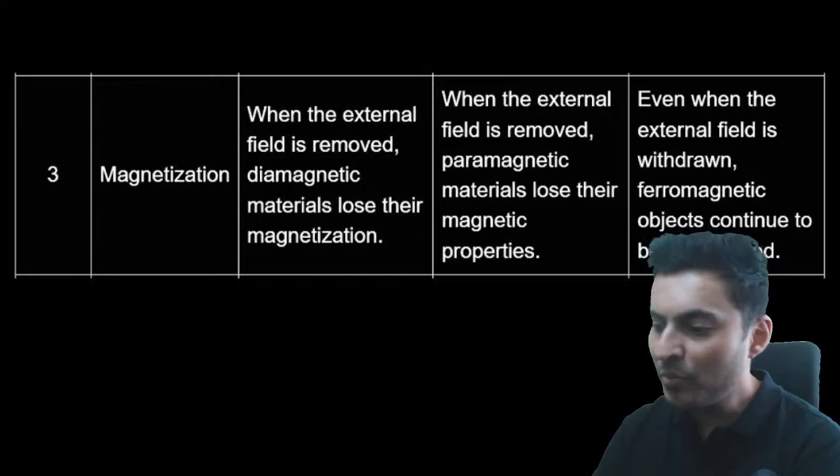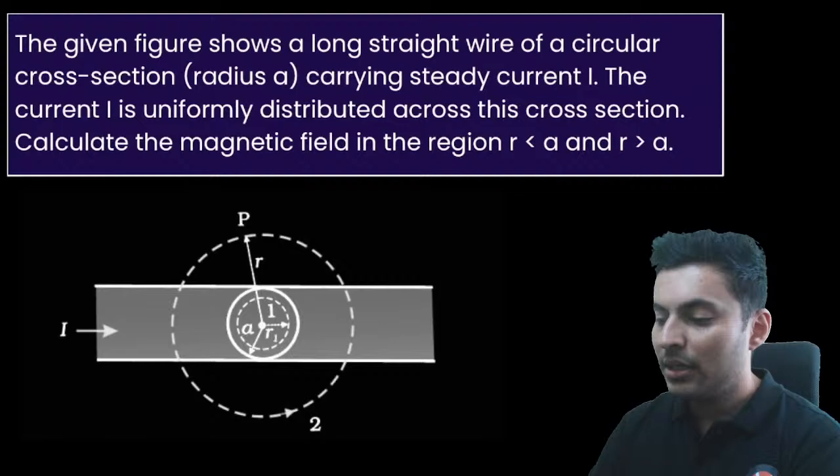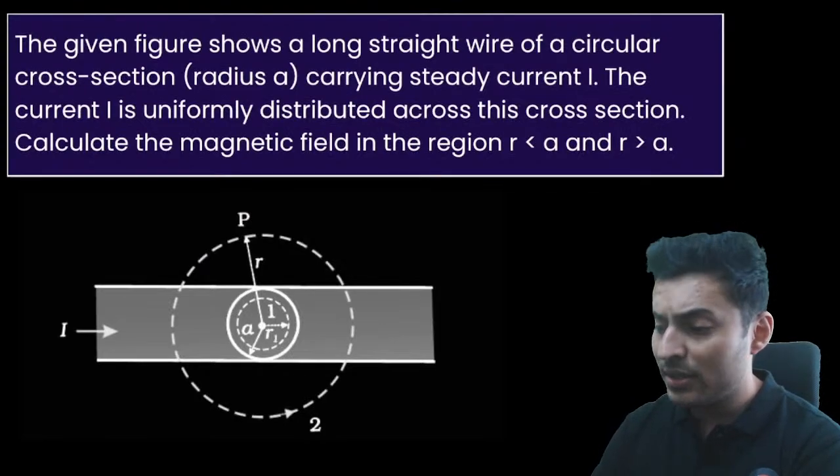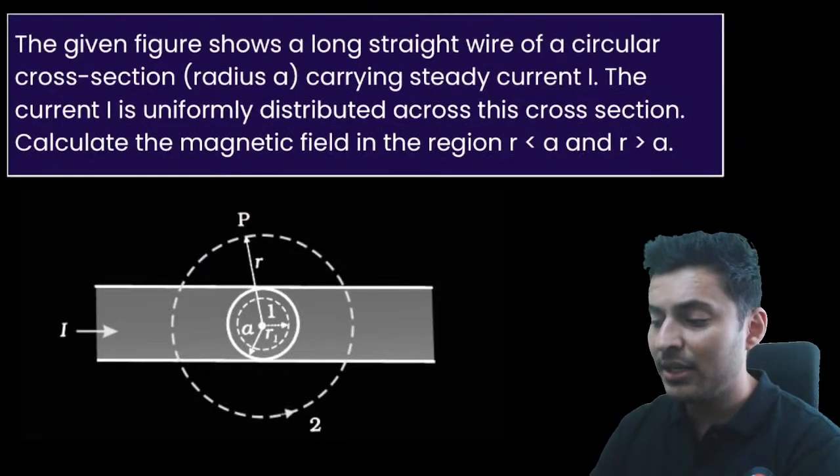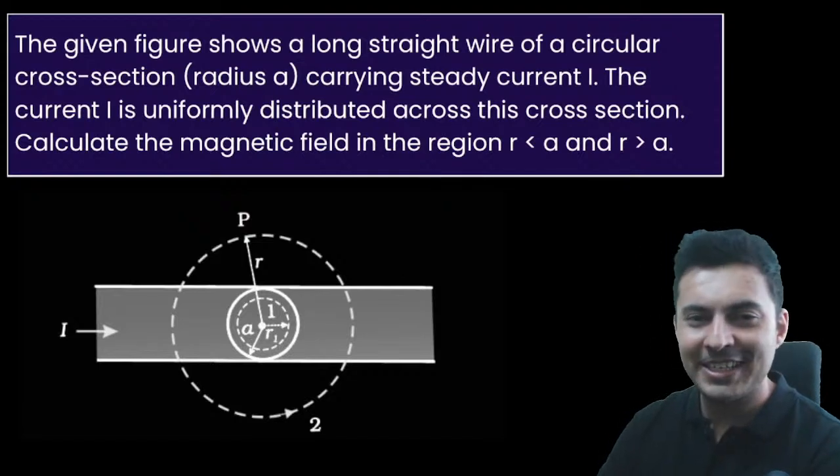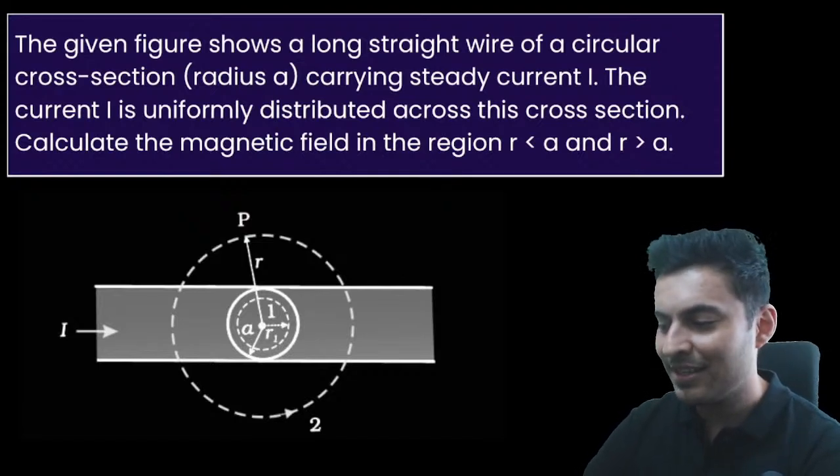Got it? Okay, great. The given figure shows a long straight wire of circular cross section carrying current I. Calculate the magnetic field inside and outside. This is in derivations. Please check out my derivations class.